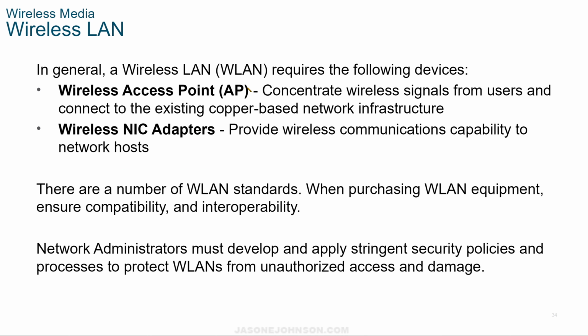In general, a wireless LAN requires a wireless access point. You can either call it a WAP or an AP. Most commonly, you're going to hear the term AP or access point. It concentrates wireless signals from the users and connects to the existing copper-based network infrastructure. You're also going to need a wireless NIC adapter on your device, which provides the connection.